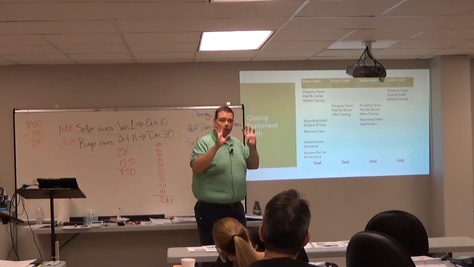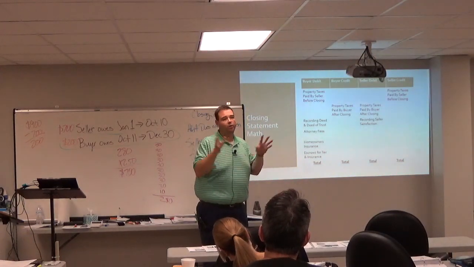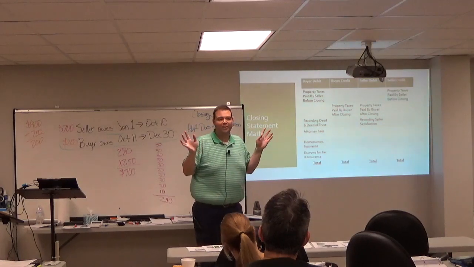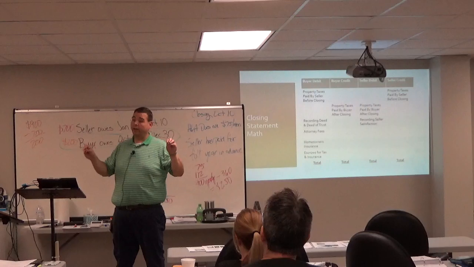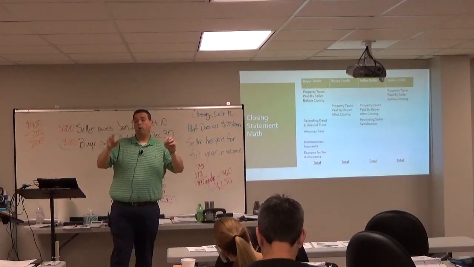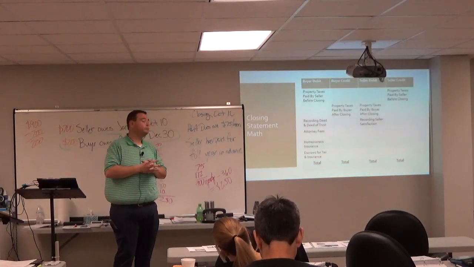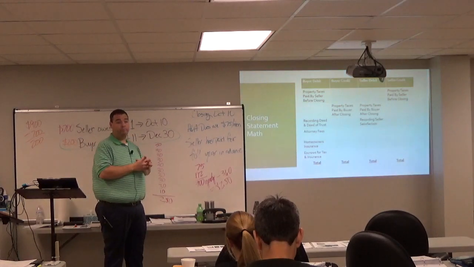It's always, always, always the same amount on both sides for your purposes in this class. In the real world, I'll be honest and admit, it won't always be the same number. Different closing attorneys and different lenders have different ways they fill these out. But for test taking purposes, it will always be the same number and it will always offset. Okay, everybody good with that?